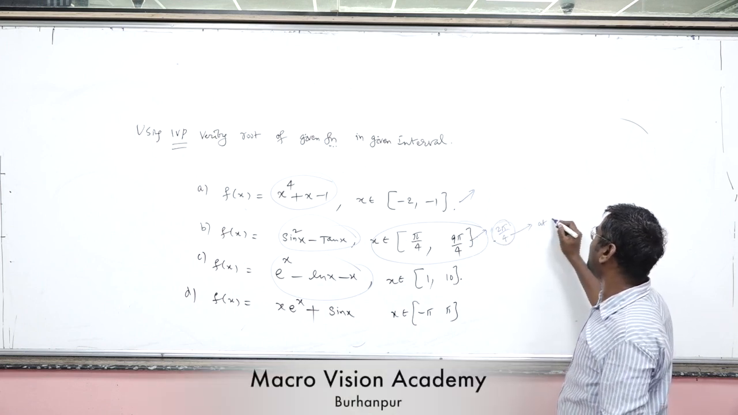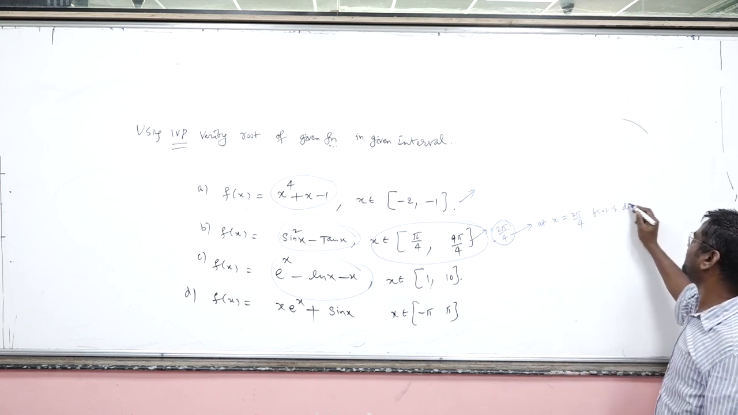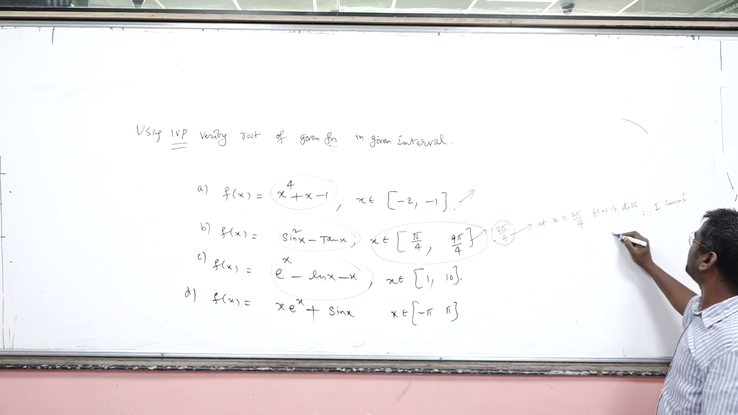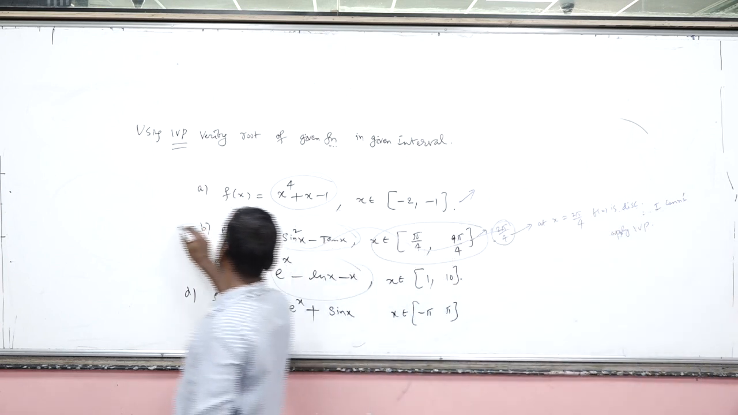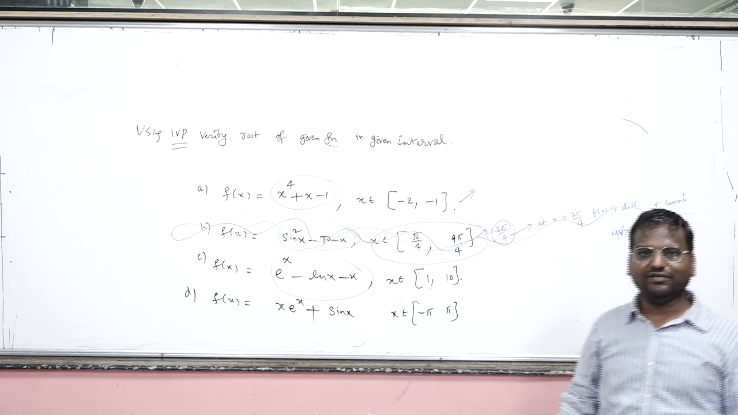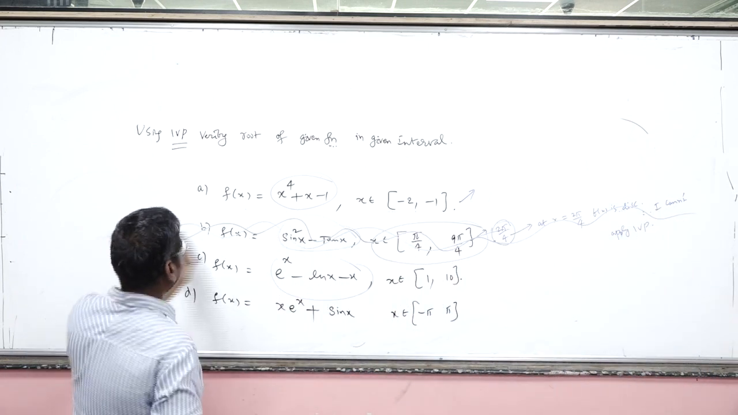So at x equal to 2 pi by 4, f of x is discontinuous, therefore I can't even apply IVP. The chapter is over. Whether it will give you root or not, you can't even apply IVP. That is a wrong conclusion. So that story is over.